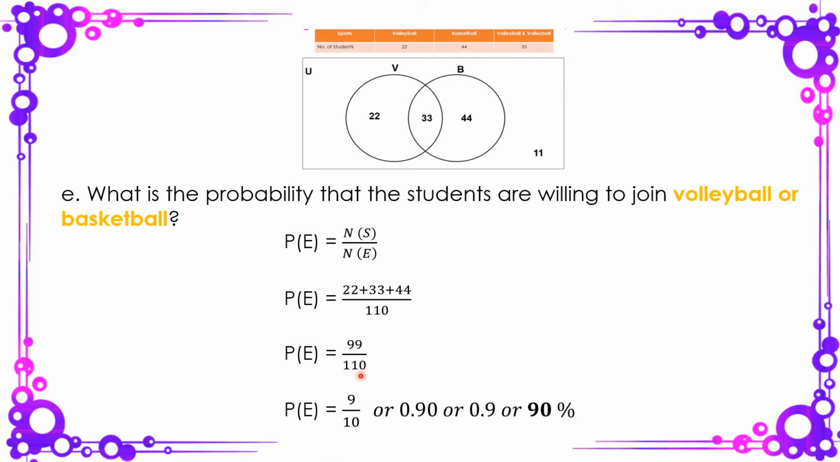Simplify. Divide by 11: 99 divided by 11 is 9, and 110 divided by 11 is 10. Or in decimal form, it is 0.90 or 0.9. In percent form, it is equal to 90%. So the answer is 90% is the probability that the students are willing to join volleyball or basketball.